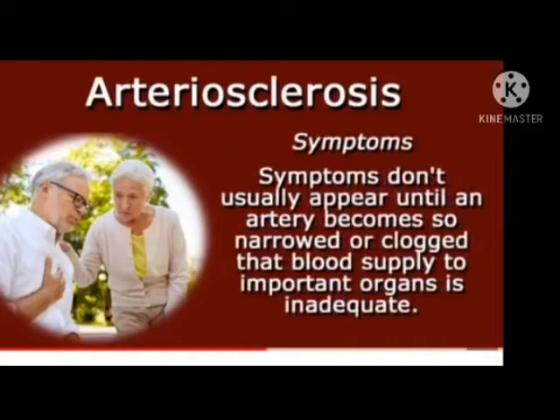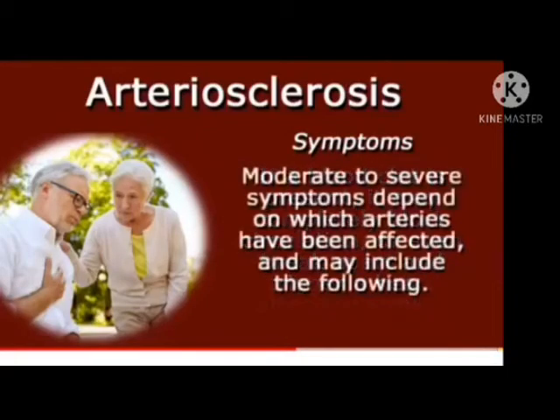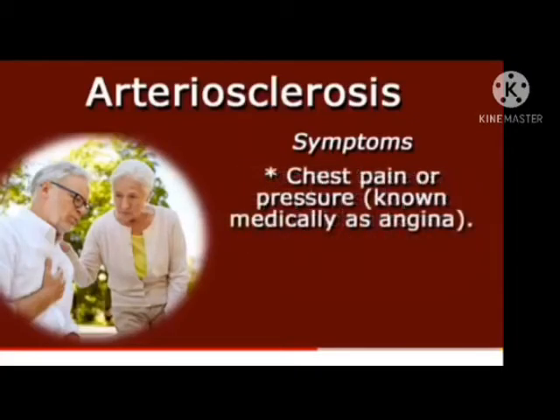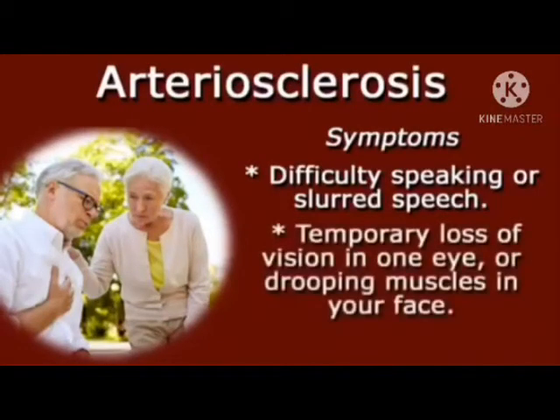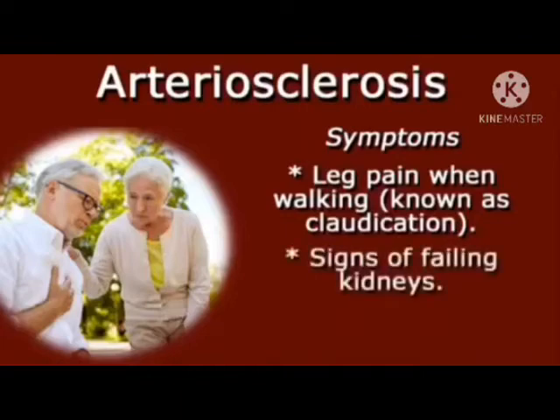diet. Symptoms don't usually appear until an artery becomes so narrowed or clogged that blood supply to important organs is inadequate. If a blood clot is present, it may completely block circulation. Moderate to severe symptoms depend on which arteries have been affected and may include the following: chest pain or pressure, known medically as angina, sudden numbness or weakness in your arms or legs, difficulty speaking or slurred speech, temporary loss of vision in one eye, or drooping muscles in your face.